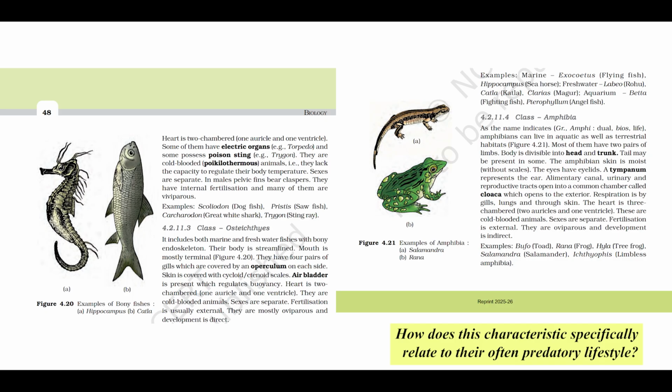Yeah. How does this characteristic specifically relate to their often predatory lifestyle? And what other unique adaptations, besides the teeth and scales, make these powerful swimmers such effective hunters in the marine environment? That's a great link to make.